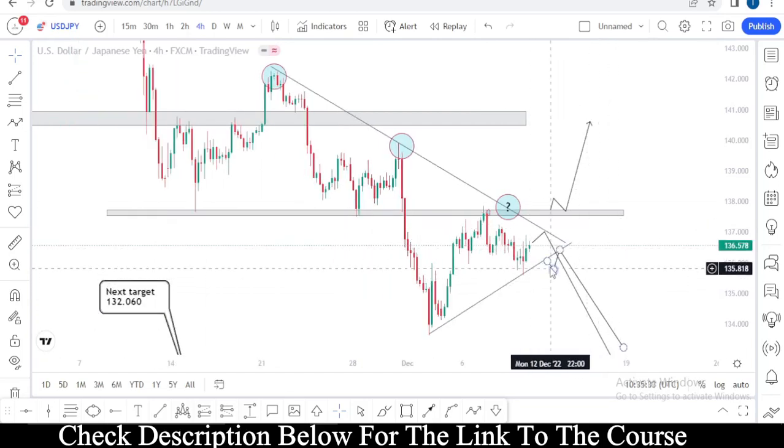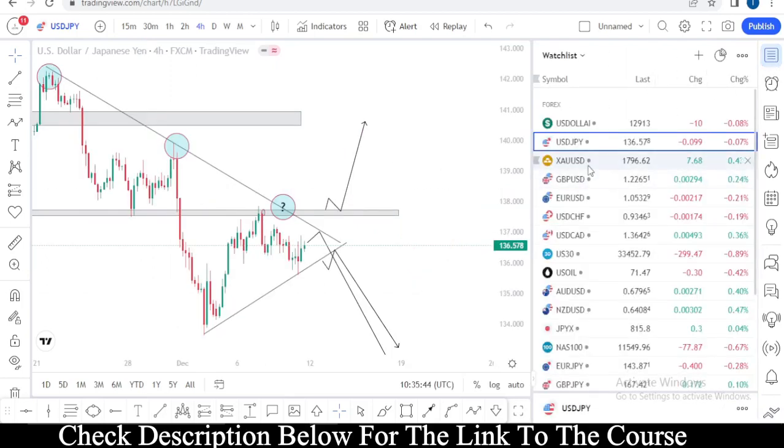So if I want to sell, I'll wait for price to take out this trend line before selling, and if I want to buy, I'll wait for price to take out this resistance before buying. All right, so let's go to gold.